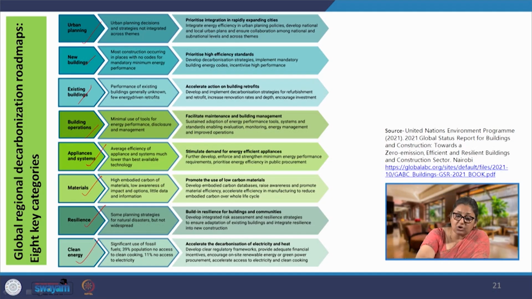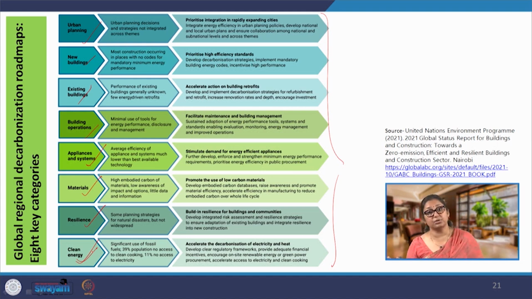So, how can we bring it closer to net zero emissions? We can do it by doing all this that we are mentioning here. For example, if we are talking about clean energy, we have to accelerate the decarbonization of energy and heat. So, we have to depend more and more on renewable sources of energy. We have to use more and more of sun, hydro, wind, all these sources, and we have to decarbonize the electricity and heat that goes into the buildings.